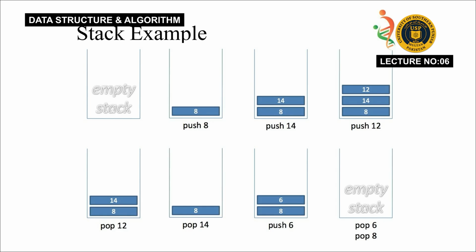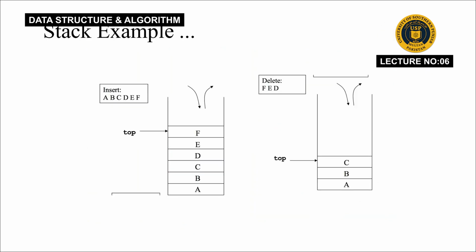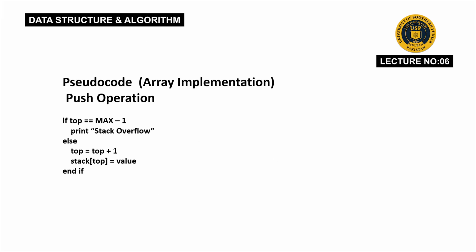Let's say we push the following values: 10, 8, 14, and 12. Now if we call pop, pop removes the 12 because the last value we inserted is 12. Again, we pop an element, the 14 is popped. Again, we push 6 and then pop 6 and 8. This is another example of a stack.